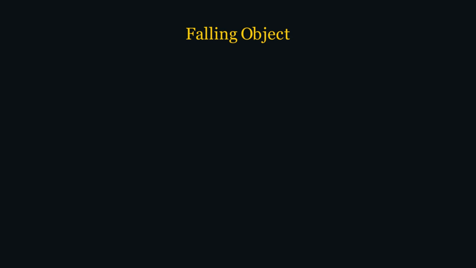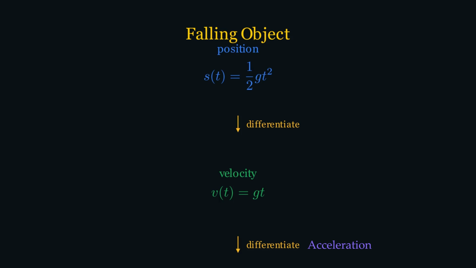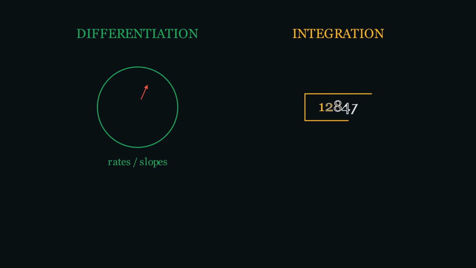When something falls, the distance fallen is related to time squared. Taking the derivative gives velocity. Taking the derivative again gives acceleration. This is how physics uses calculus to connect position, velocity, and acceleration. Differentiation tells you how fast things are changing: rates, slopes, velocities. Integration tells you the accumulated total: areas, distances, quantities. They are opposite operations like addition and subtraction or multiplication and division.